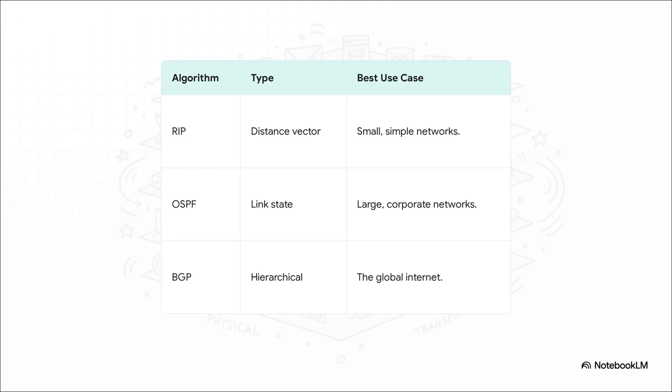And how does your data know which way to go? Well, it uses routing algorithms. They're basically the GPS of the internet. Our syllabus map shows us there are a few different kinds. You've got older, simpler ones like RIP, which are fine for small office networks. You have much smarter ones like OSPF that big companies use. And then you have the big one, BGP, the Border Gateway Protocol. This is the absolute powerhouse that connects the massive networks together and literally holds the entire global internet in one piece.